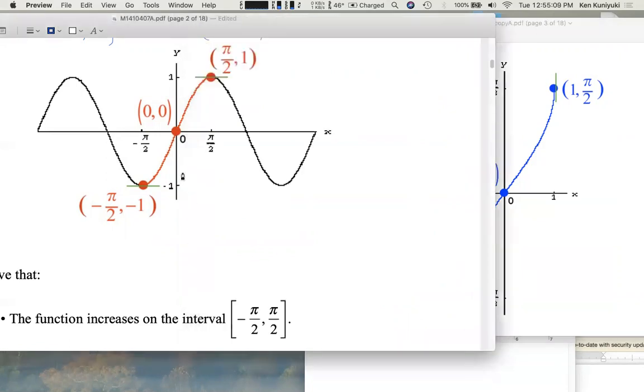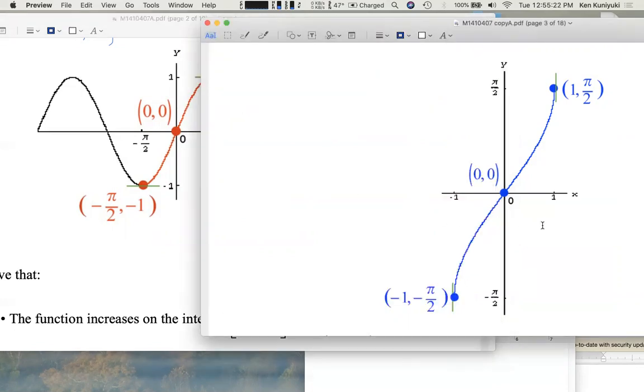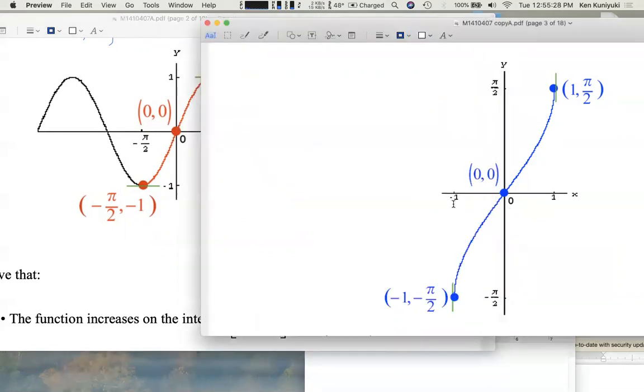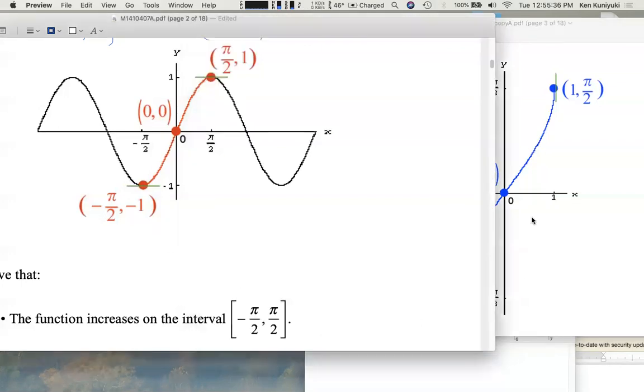The range on the old sine function here, this is the restricted sine function, from negative 1 to 1, now becomes the domain on the inverse sine function. So the y-coordinates here, from negative 1 to 1, now become the x-coordinates here, from negative 1 to 1. That's why I'm putting these tick marks on the x and y axes. Domains and ranges switch.